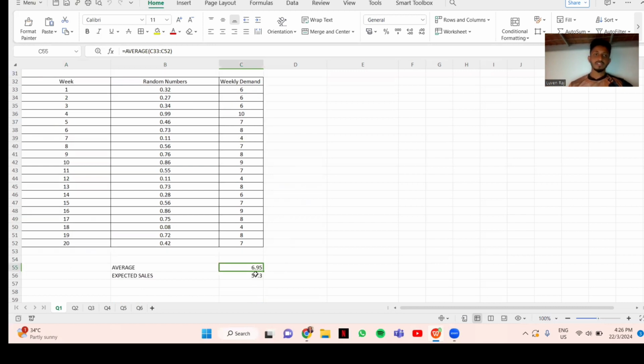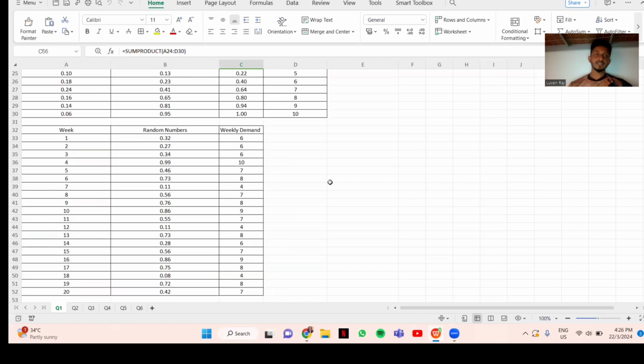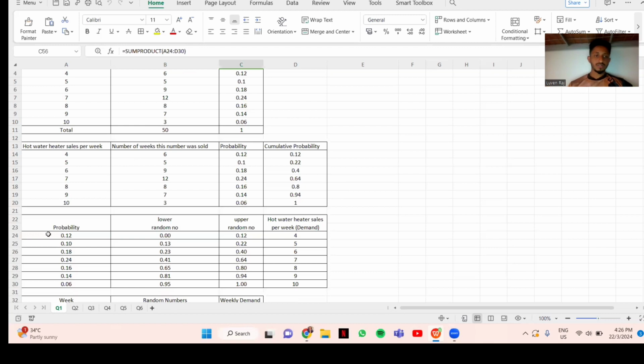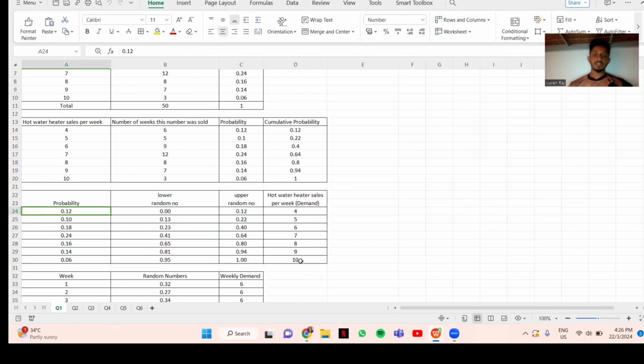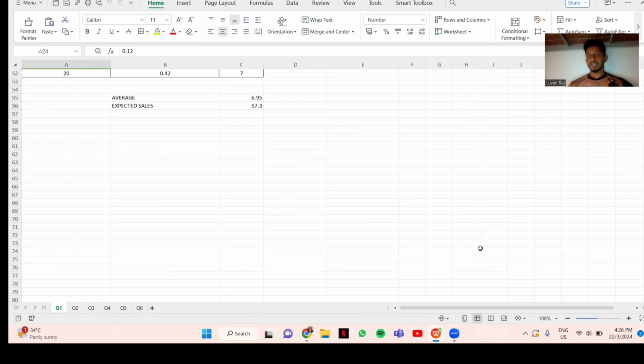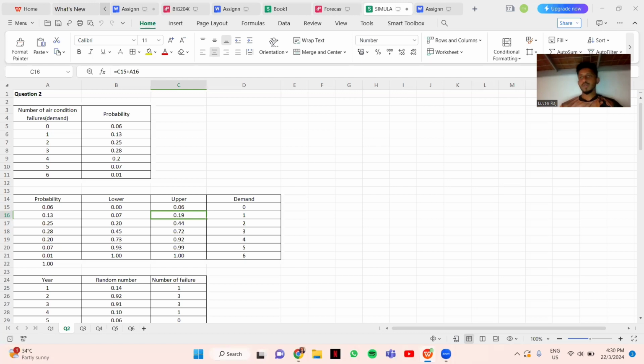Then for the expected sales, I use the formula equal SUMPRODUCT A24 until D30 to get the expected sales. So moving on to the second question, which is also the question first.